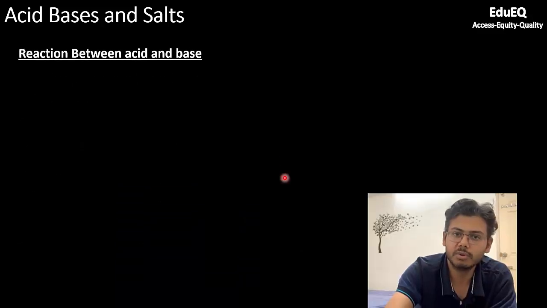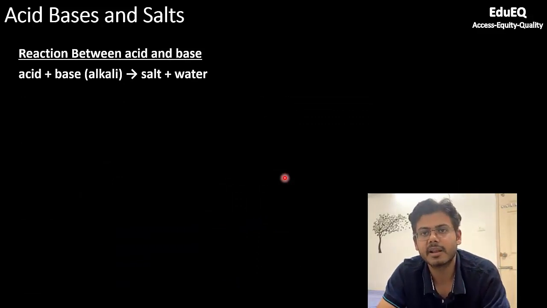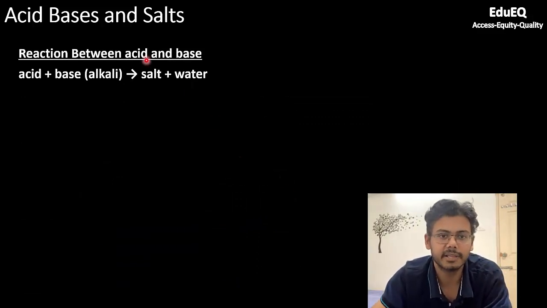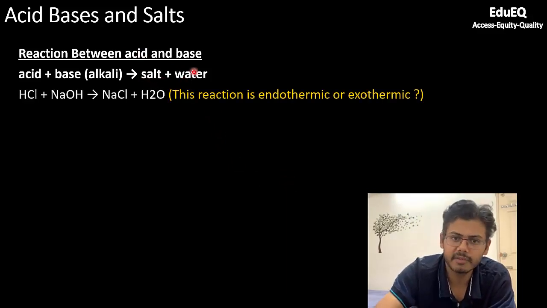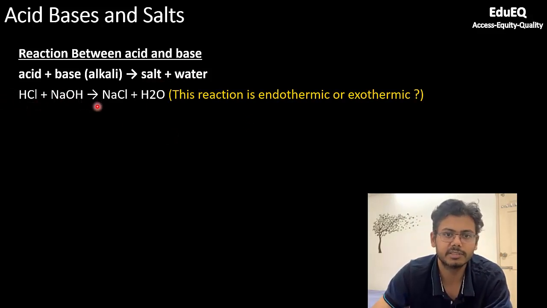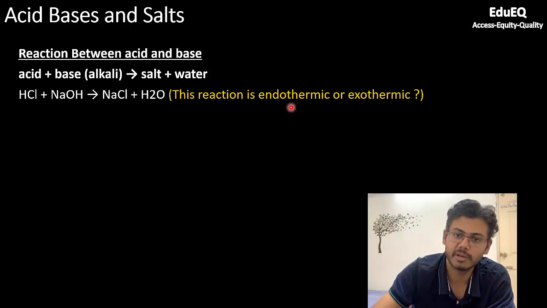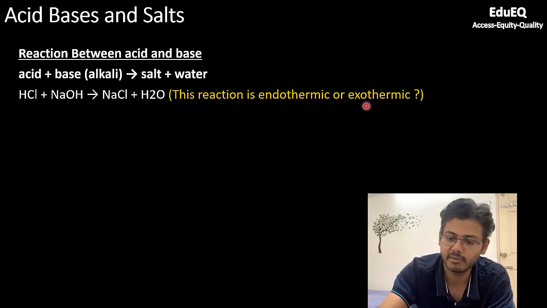Okay. Now moving on to the next topic, which is the neutralization reaction, which is nothing but a reaction between an acid and a base. You can see the products are salt and water. We have already seen this type of reaction where HCl reacts with NaOH to form NaCl and H2O. And if you recall from the first chapter, whether this type of reaction is endothermic or exothermic, just to remind you, it's an exothermic reaction. In case you are still confused about exothermic and endothermic, please go back and watch our first lecture.